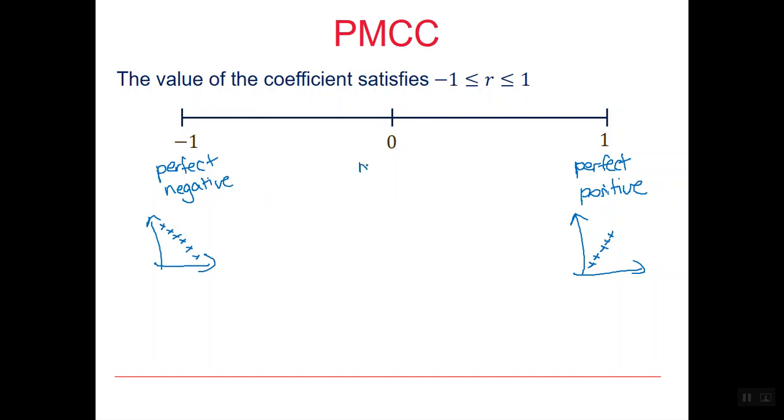Zero means that there is no correlation. The points would all be scattered with no pattern. Something like this.